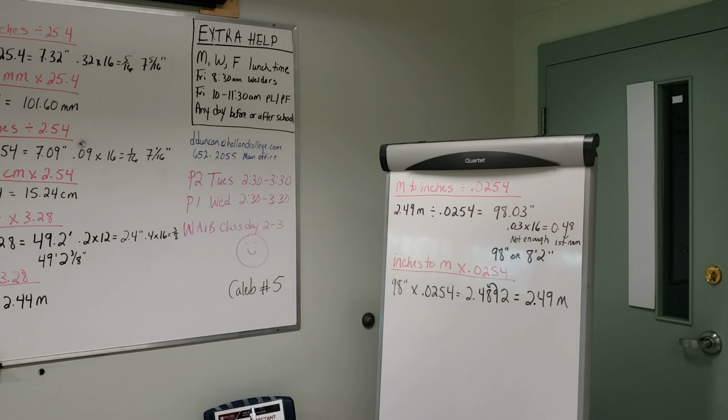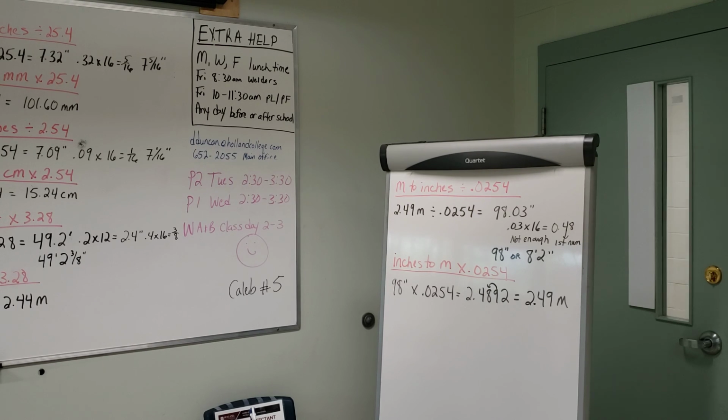Conversions, conversions, conversions. Inches to meters, we're going to times by 0.0254, 98 inches, times 0.0254, 2.4892. We're going 2 decimal places, so we want 2 numbers after the decimal. The third number, 5 or above, that rounds to 9. Final answer, 2.49 meters.